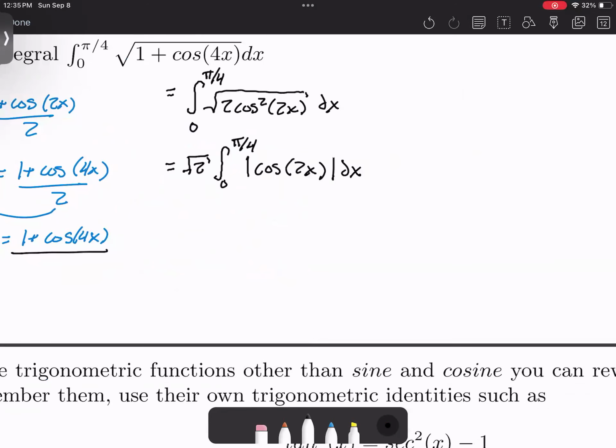Now, if we think about the values of cosine 2x between the angle 0 and the angle pi over 4, if I take 2 times that x value, I get this entire first quadrant. And cosine values are always positive in that interval, so we really don't need this absolute value.